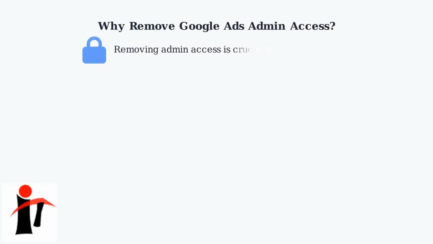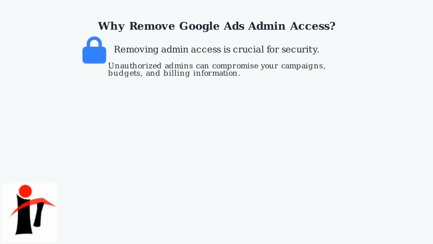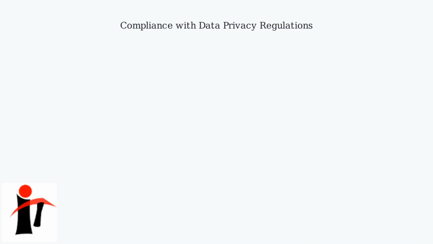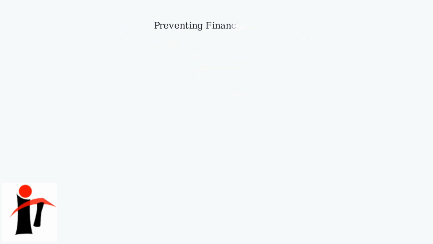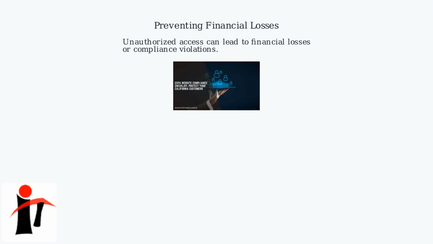Removing admin access is crucial for security. Unauthorized admins can compromise your campaigns, budgets, and billing information. This is especially important for compliance with data privacy regulations like GDPR and CCPA. Unauthorized access can lead to financial losses or compliance violations.